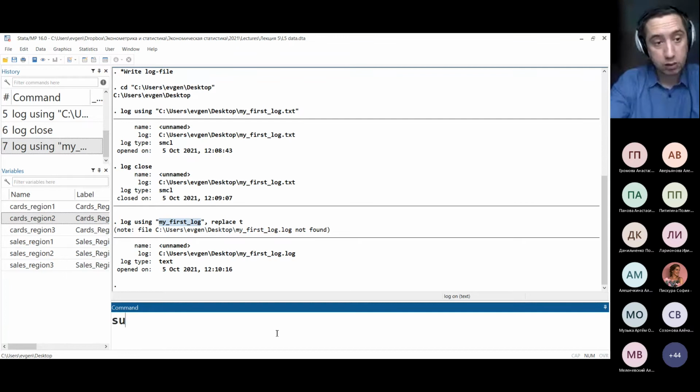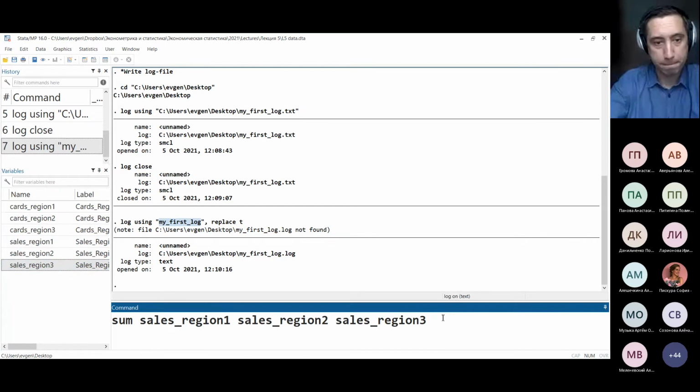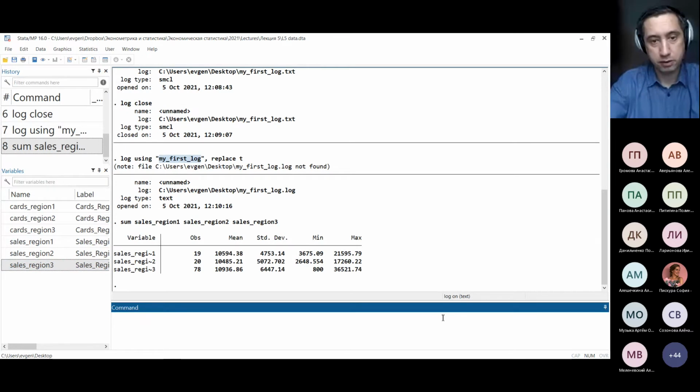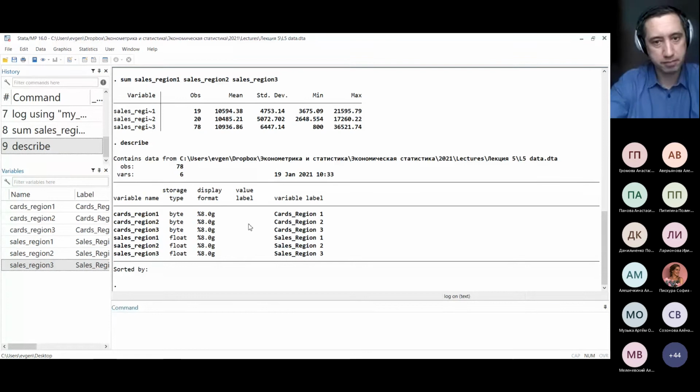Look, we can summarize our data. Stata records everything. There is another interesting command in Stata, describe. Describe is used to make a table with variables and their labels, like this. Please use the describe command.